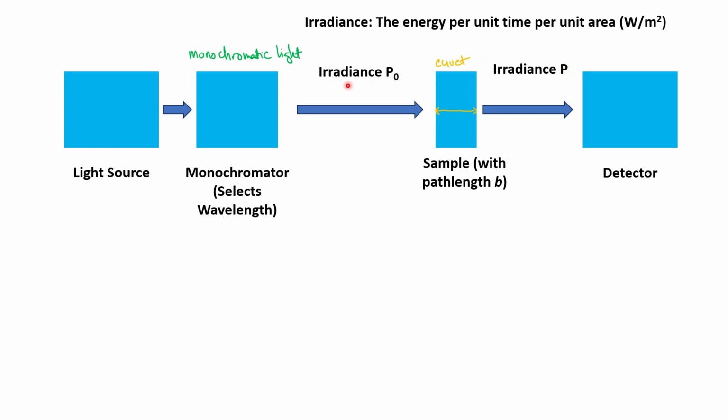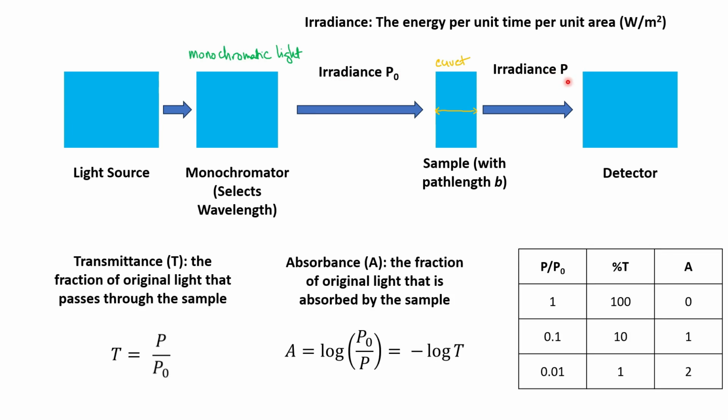Okay, so what do we do with these values P naught and P here? Well, we talk about the transmittance of the sample, or you can think of it as how much light is transmitted through the sample. This is something that makes sense to us, right? So your transmittance is going to be P over P naught. Again, this is the fraction of light that passes through the sample. You can see in my table here, I give values of P over P naught, and it's going to range from 0 all the way to 1.